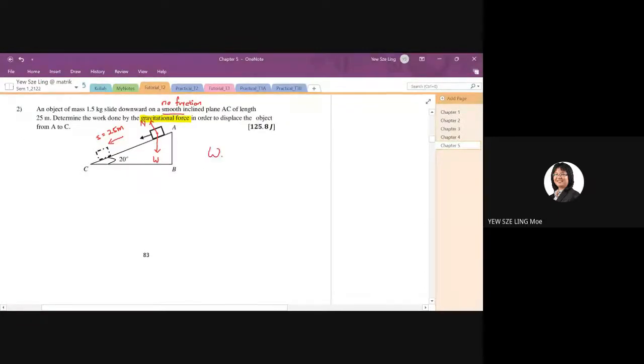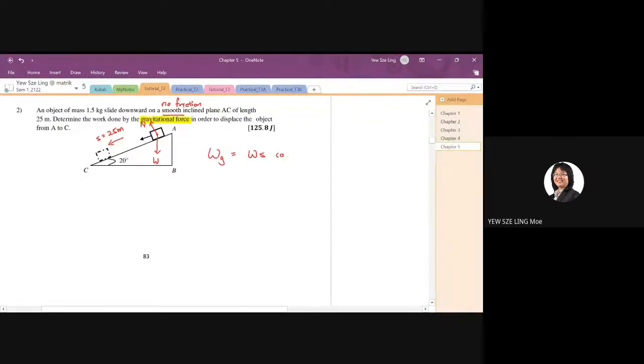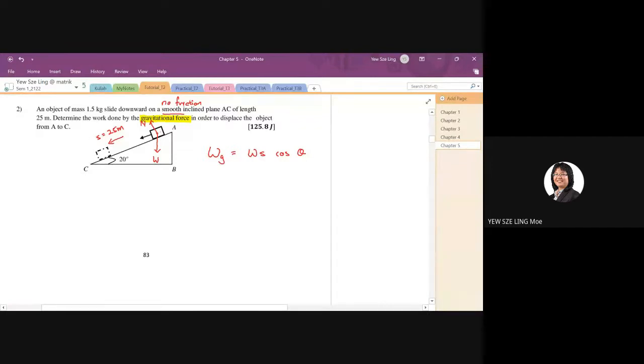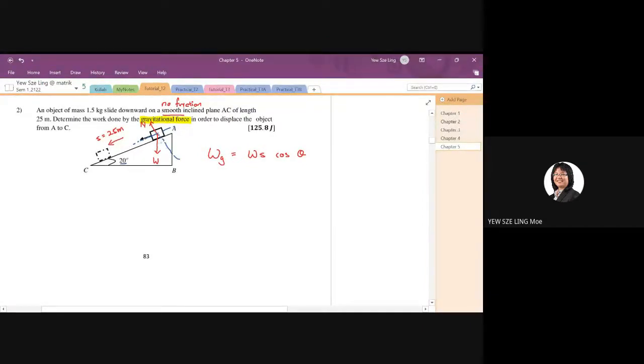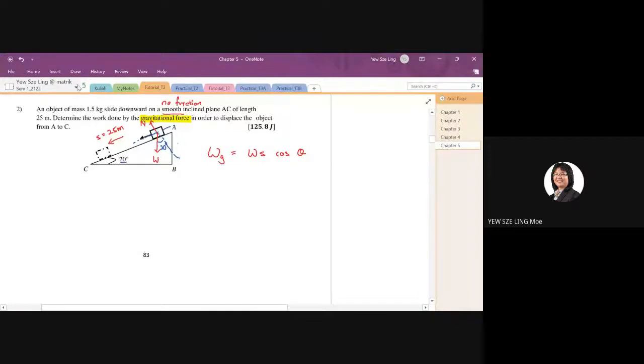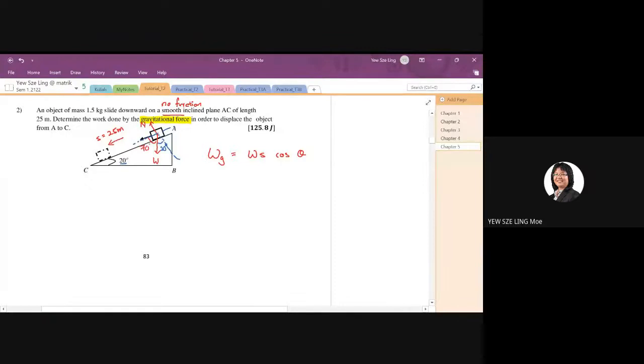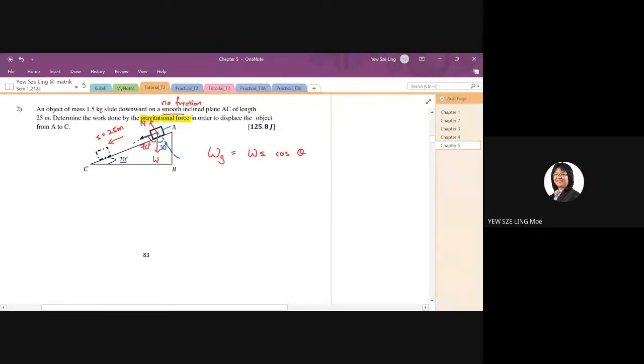So W by G is equals to W S cos theta. So what is the angle between W and S then? If you recall, if we have an x-axis and a y-axis here, the angle given, 20 degrees, is always the angle beside the y component, which means the angle between S and W is 70 degrees. You want the angle beside the x component, because that is where your displacement goes. That is the direction of the displacement.